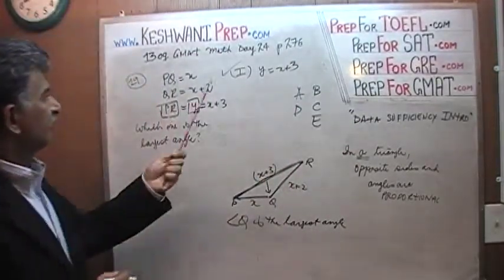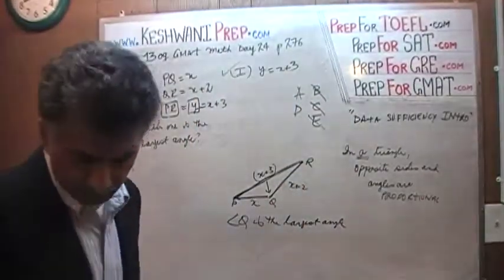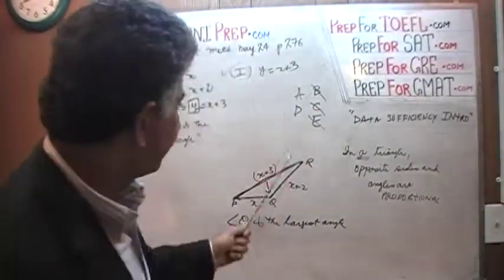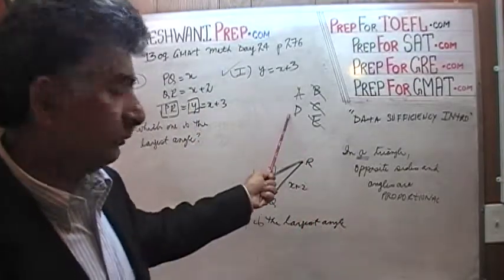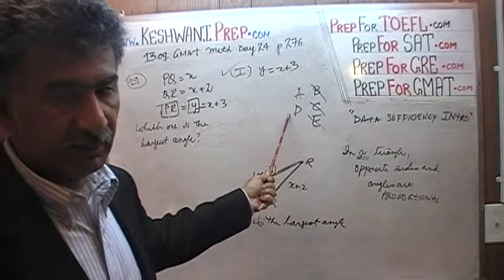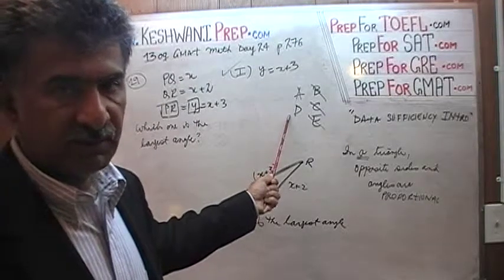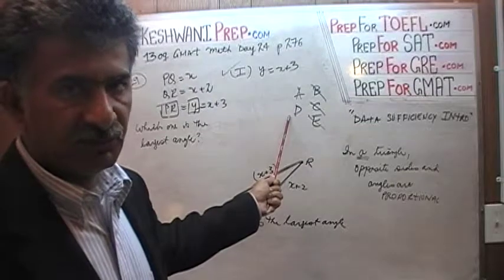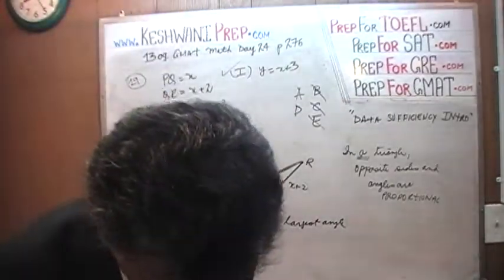Since the first statement works, that tells us that the answer cannot be B, C, or E. Let's look at the second statement. The answer has to be either A or D. If the second statement also works by itself, then the answer is going to be D. If the second statement does not provide us enough information to answer the question, being which angle in this triangle is the largest angle, then the answer would be A. Let's look at the second statement.